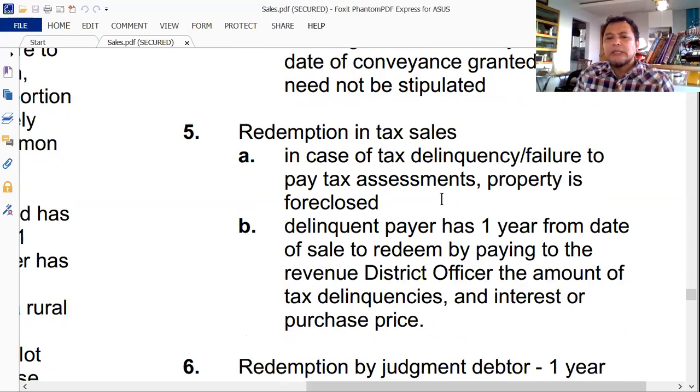There's also legal redemption in tax sales. Now, in case of tax delinquency, like when you are a property owner and you fail to pay your real property taxes to the government or to the LGU, so your failure to pay the tax assessment, then the property is foreclosed. And the delinquent owner has 1 year from the date of sale to redeem by paying to the revenue district officer the amount of tax delinquencies and interest or purchase price. Also, this will apply to foreclosure or levy or seizure of property made by the BIR. So the redemption period is 1 year from the date of sale.